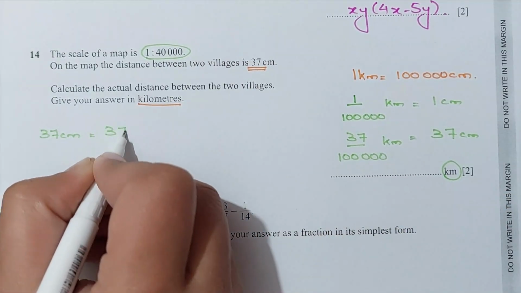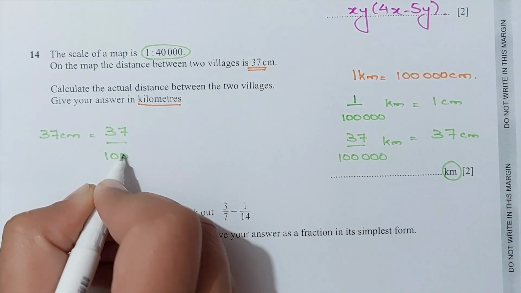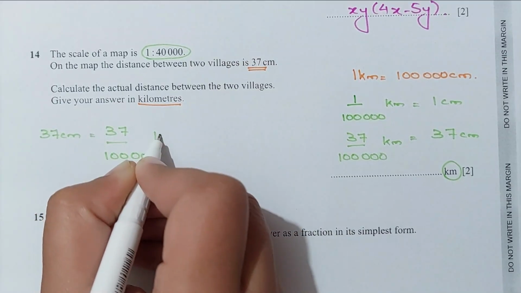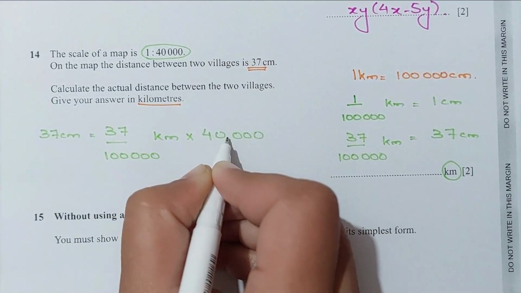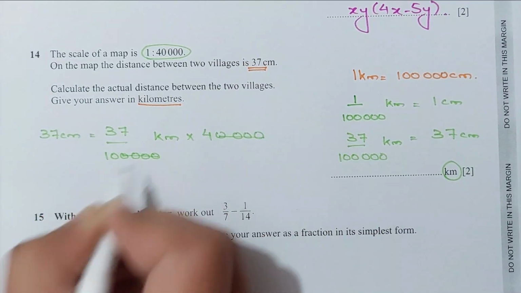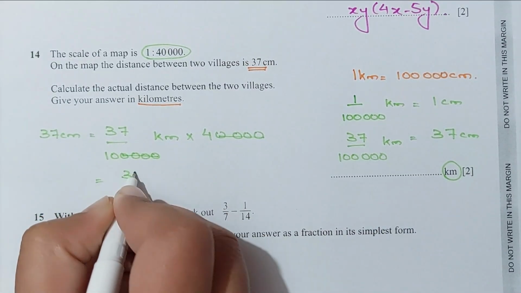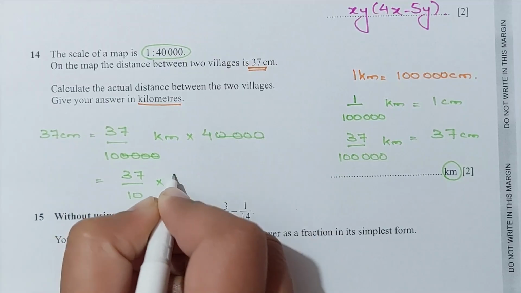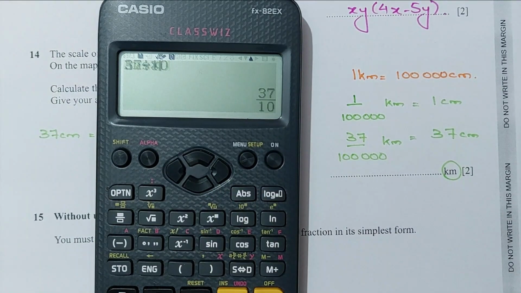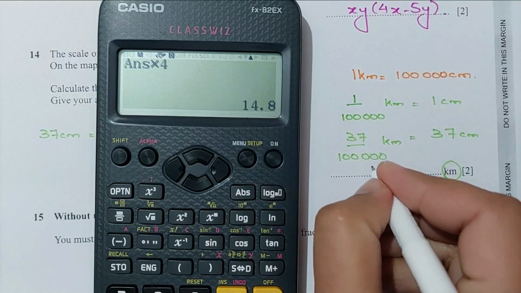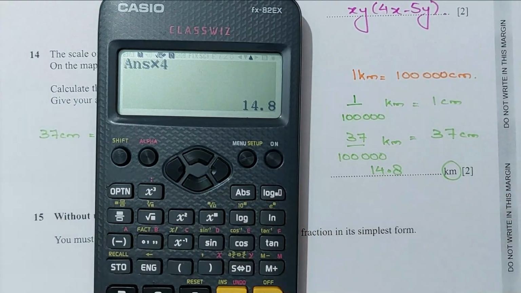This is 37 out of 100,000 kilometers and multiply by 40,000. 4 zeros and 4 zeros are cancelled out. This is 37 out of 10 when multiplied by 4. 37 over 10 times 4, this is 14.8 is the actual distance.